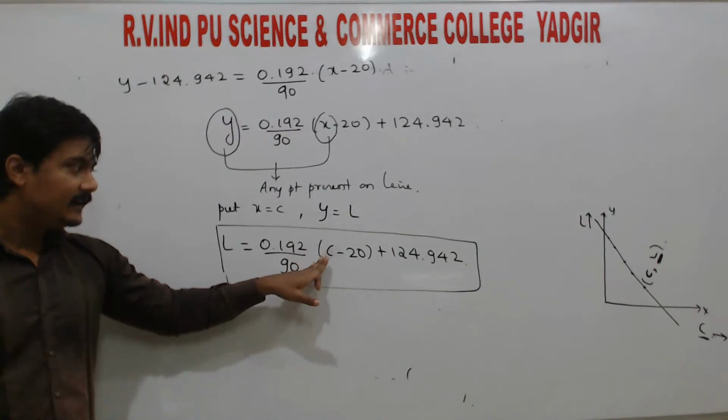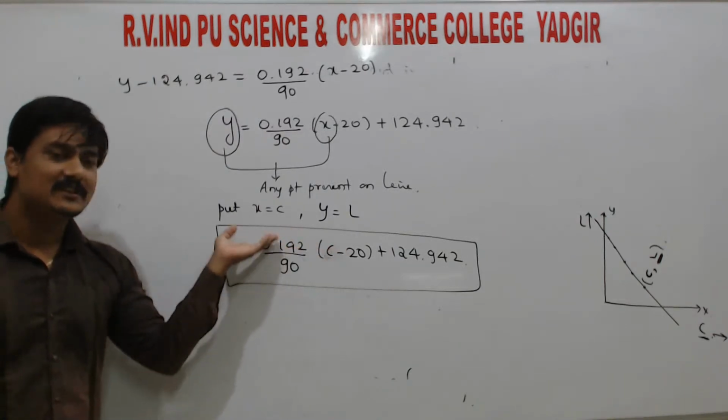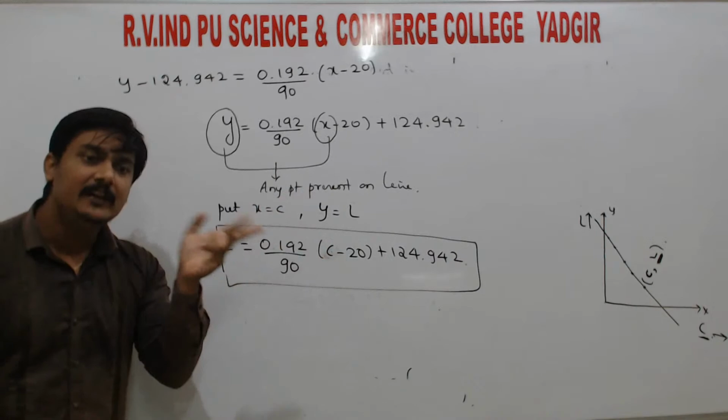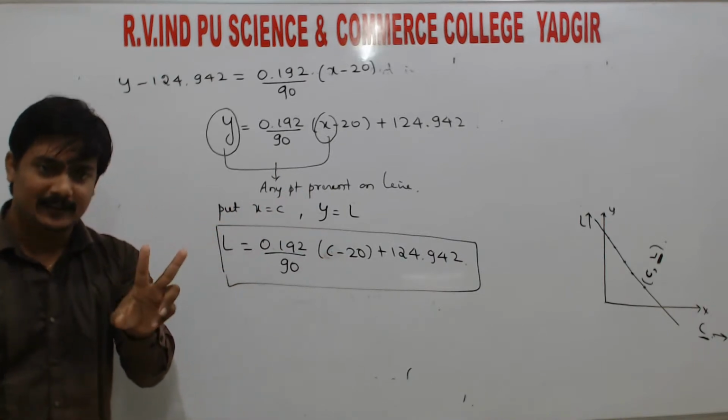So why is it called a linear relation? Because it is the equation of a straight line. An equation of a straight line will give you what? A linear relation between two variables. Okay.